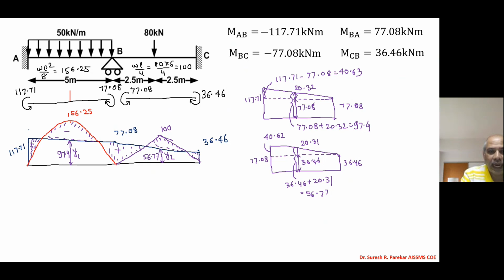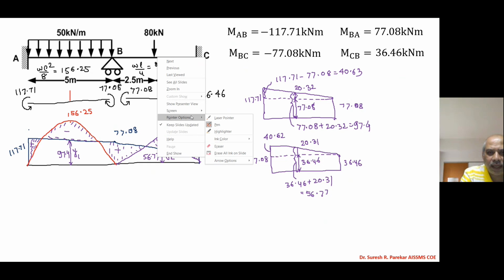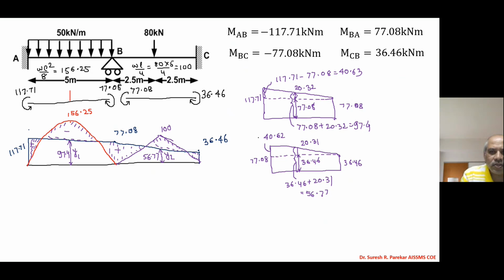So we have Y2 as 56.77. And now we will plot BMD on tension side. So we have this. Then we will plot final moments first. So we have the final moment, this is 117.71. Then here we have to find this ordinate. So we have 156.25 minus 97.4.